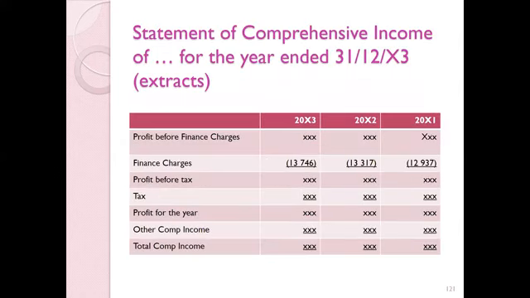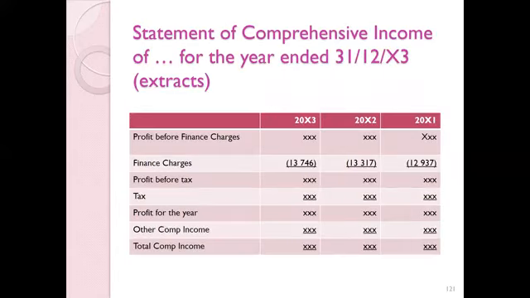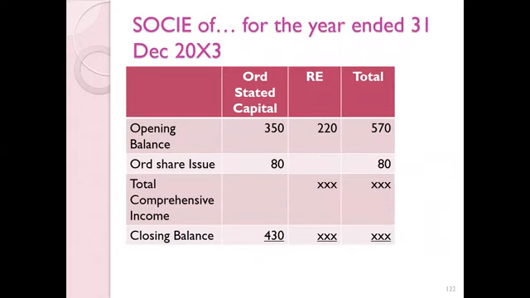When we look at our statement of profit or loss and other comprehensive income for the year ended 31st December 20X3, there we see our finance charges. And if you go back to our previous examples, it really is just drawing on the effective interest rate table and pulling it through in the form of the finance charges itself. We then have our statement of changes in equity. Here we have the ordinary share issue of 80,000 Rand. We expect to see that coming through.